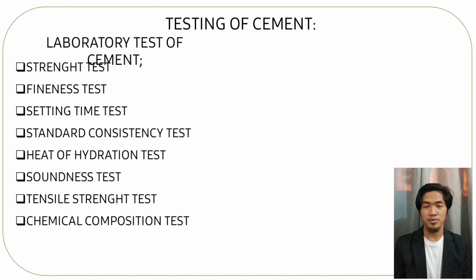I am Omar B. Abunawas and I'm here to discuss testing of cement. In testing of cement, we have two categories: laboratory test of cement and field test of cement. In the laboratory test of cement, we have strength test, fineness test, setting time test, standard consistency test, heat of hydration test, soundness test, tensile strength test, and chemical composition test. We are going to show you a video about this laboratory test of cement.